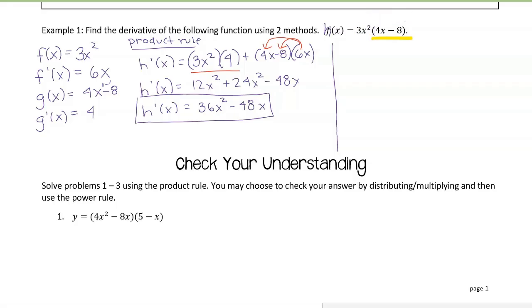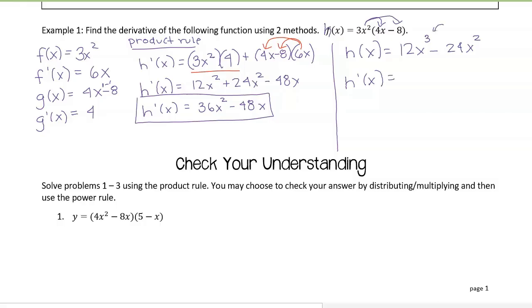Now, as you're looking at this, you might see that we can do it another way. So let's erase all this. We can distribute this 3x squared and multiply by 4x, and then also multiply by minus 8. So that will get me 12x cubed minus 24x. Now, as it stands right now, I've just rewritten the equation. I haven't taken the derivative. So now I'll take the derivative using the power rule.